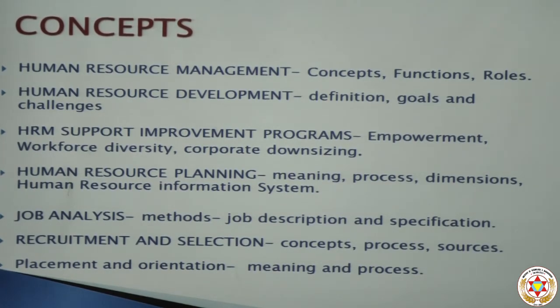Next is human resource planning. Planning is like deciding what to do and how to do it. So the same thing, when we are managing the human resource, we plan the demand and supply of human resource. In this we study the meaning, process of human resource planning and the dimensions of human resource planning, which are categorized into two categories, qualitative and quantitative dimensions, and the human resource information system. Organizations try to make a particular information system where they record all the human resource information, whether of the present, past or future human resource of the organization.